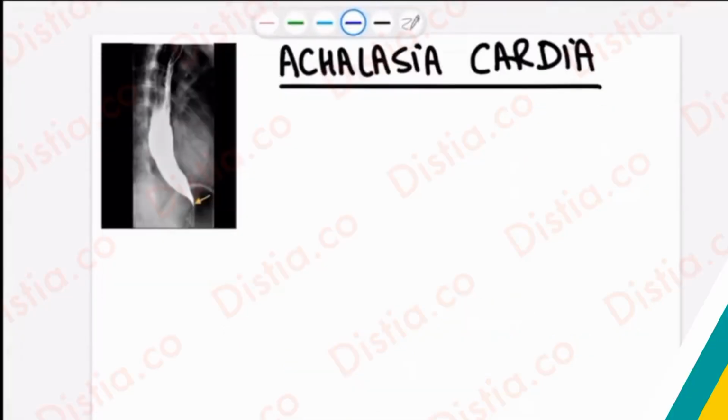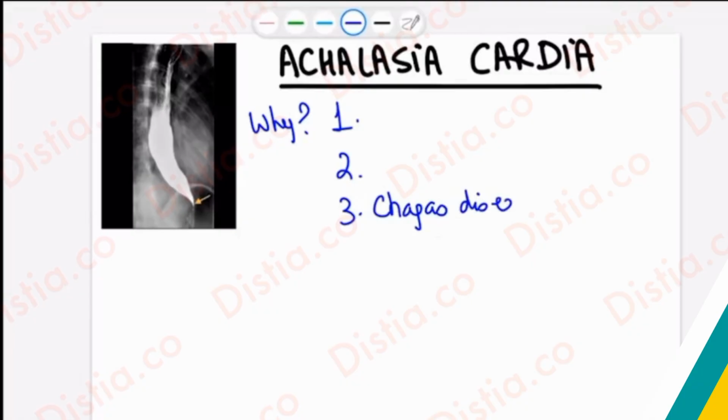Coming to achalasia cardia, the first question that comes up is why would it be developing? Well, one of the important causes from the South American perspective can be Chagas disease. Most guys can answer that very easily. Chagas disease is transmitted by the reduviid bug. The organism, as you are aware, is Trypanosoma cruzi. And this disease is more common in South America.